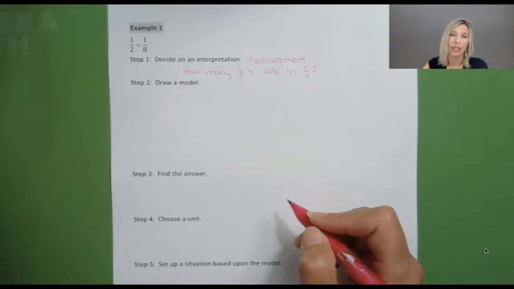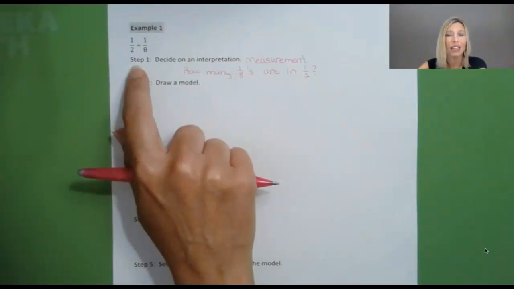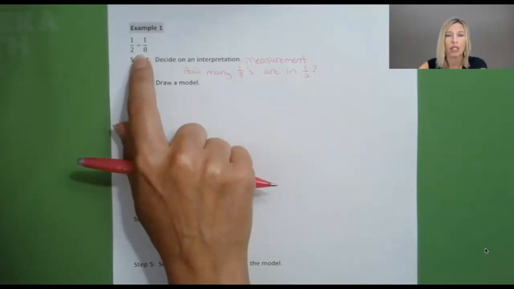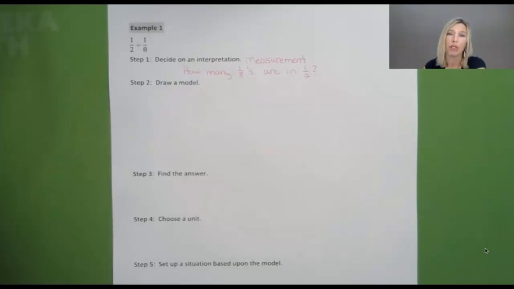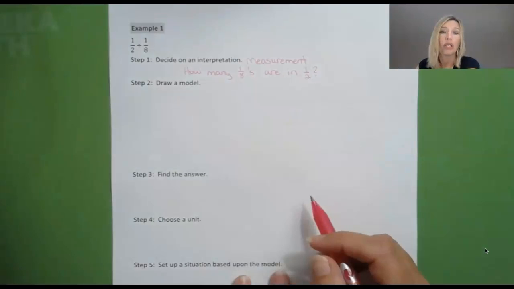That's our step 1. And the reason that we had to decide that is because we're not given any context. So you can't decide if a problem is measurement or partitive just by looking at an equation. An equation can be either. It's when you put the story to it that it becomes one or the other. So we're telling you what type of story we're going to do today. We're going to do a measurement story.